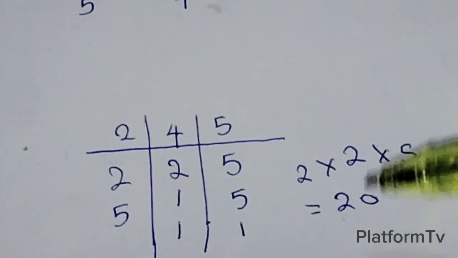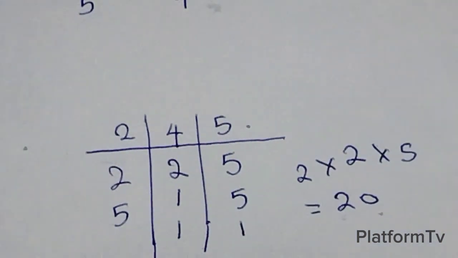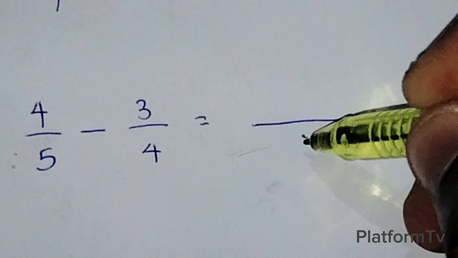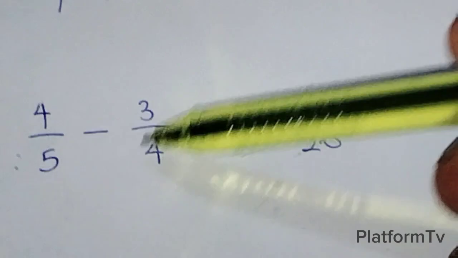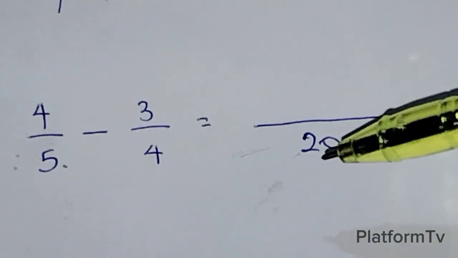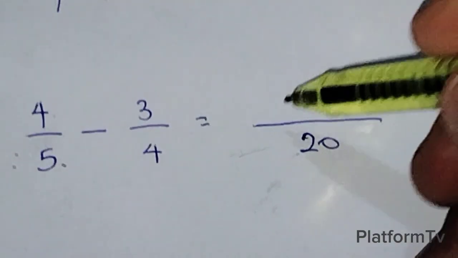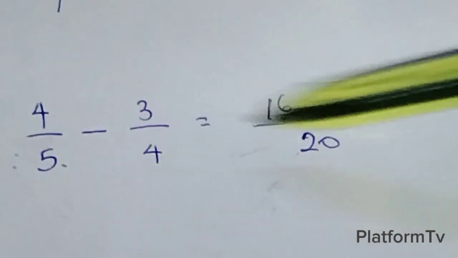Now the common denominator between 4 and 5 is 20. Alright? So I bring the 20 down this way, 20. Now 20 divided by 5 is 4, and then 4 times 4 is what? 16. Alright, the 16. The sign follows.